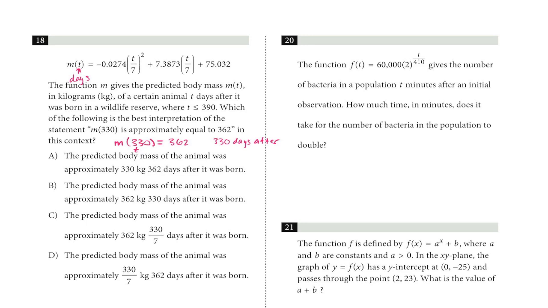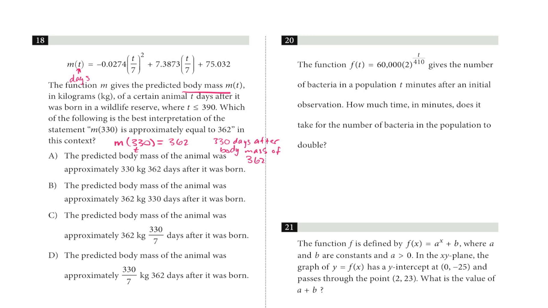And then the entire m of t represents the body mass. So our m of t is equal to 362. So 330 days after, this animal will have a body mass of 362. So we're just going to look for an answer that says something like the body mass is 362 after 330 days of being born, or something similar to that. So answer A: the predicted body mass of the animal was approximately 330 kilograms 362 days after it was born. No, that flipped the two numbers.